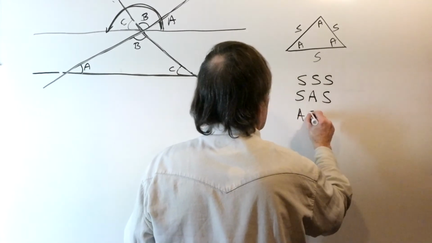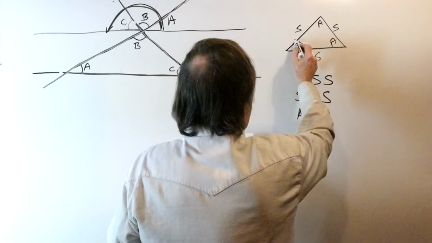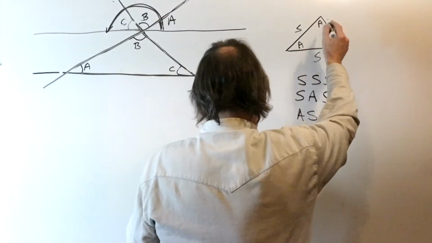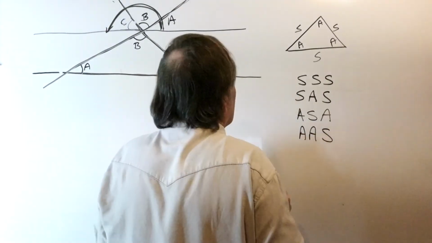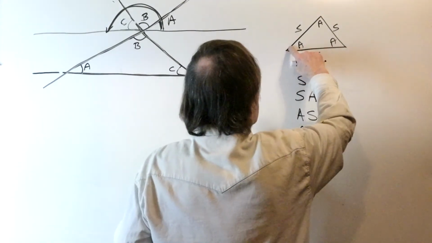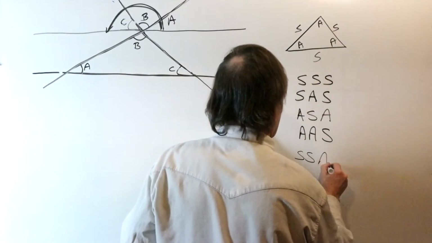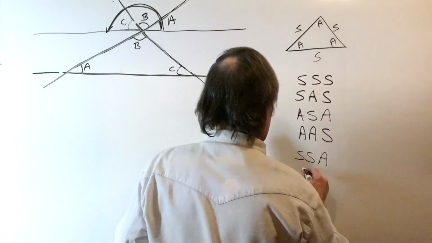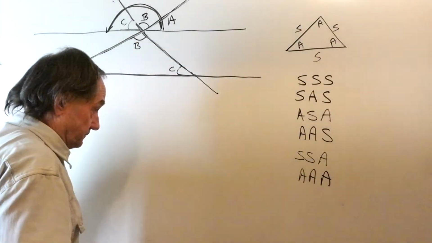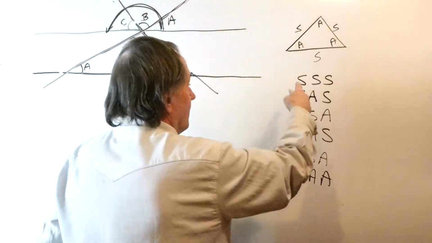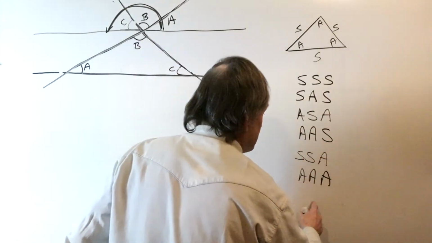So we have angle, side, angle. And another way we could do it is if we have an angle, and a side. And there's two other ways we can go if we specify a side, and an angle. Or if we specify three angles, angle, angle, angle. Well, these four here can establish congruency, but these two cannot.